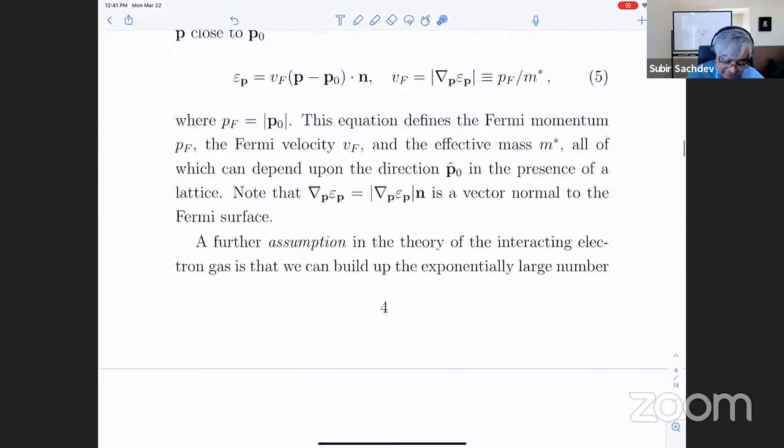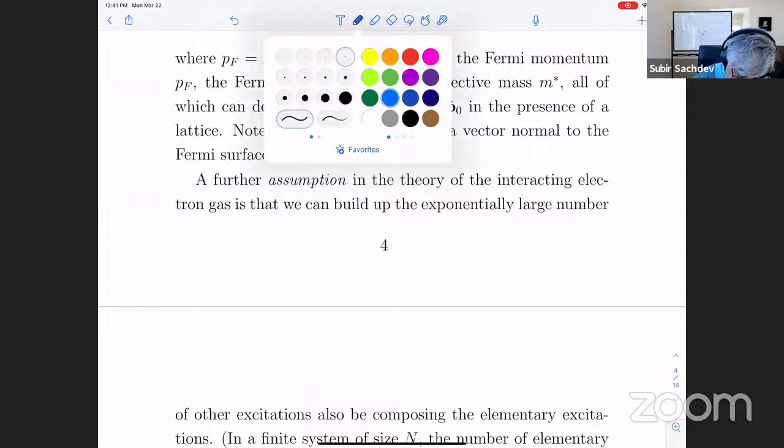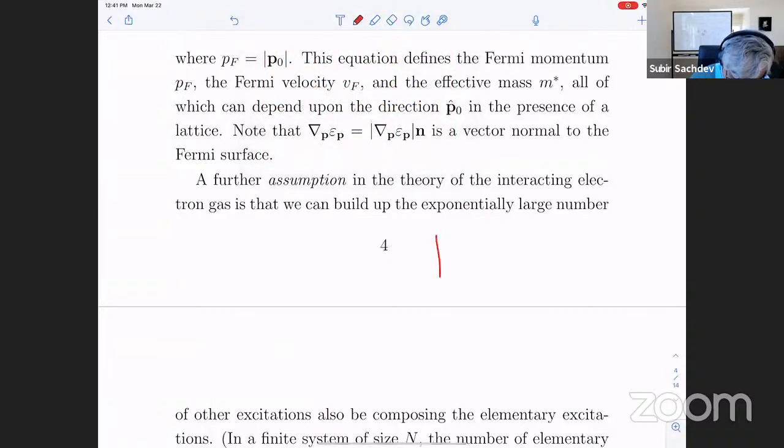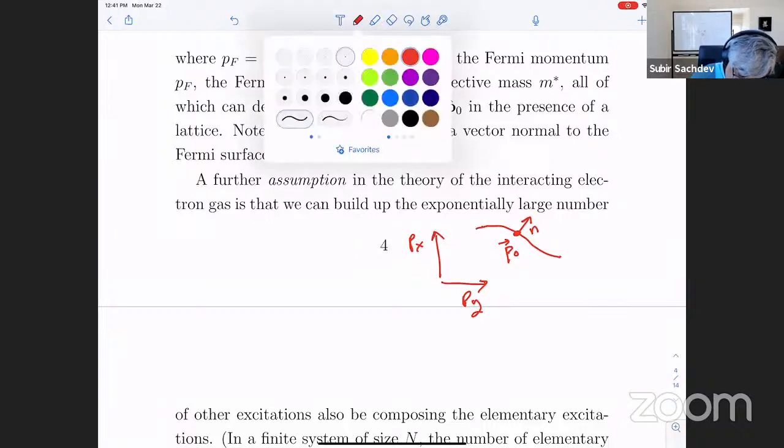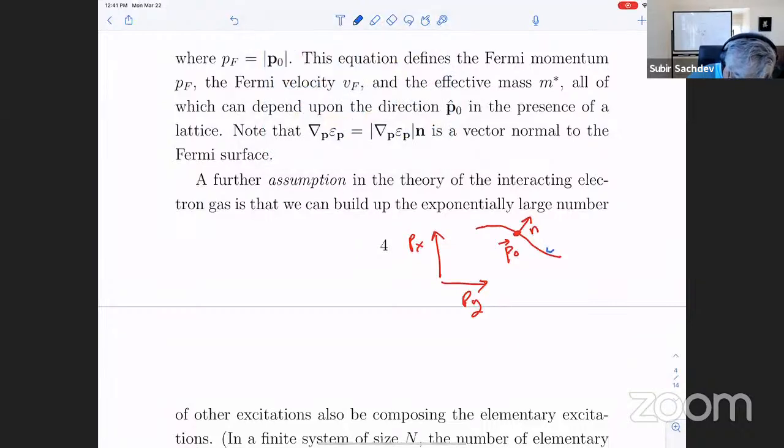So we have some Fermi surface. Here's momentum space, so this is Px and Py. And you have a little piece of Fermi surface here. It can have any shape you want. This is the point P0. And there's a normal to the surface, which we call n. Since the Fermi surface, by definition, is an equal energy contour, the contour E(P) equals 0, E(P) is constant. In fact, it's equal to 0 on that line.